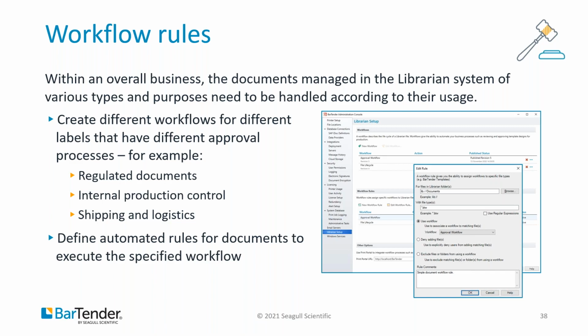Based on those two criteria, the rule can then specify which particular workflow will apply and automatically set itself on that particular document. So that as you, for example, save a BarTender document to, in this case, the librarian documents folder, it will then apply, in this case, the approval workflow. If instead you saved the document to a different folder, then perhaps a different workflow would apply.